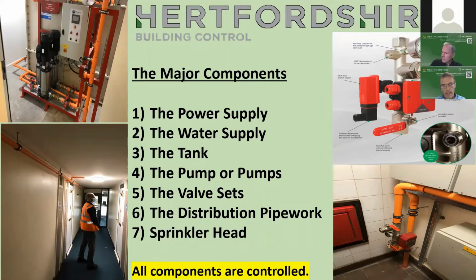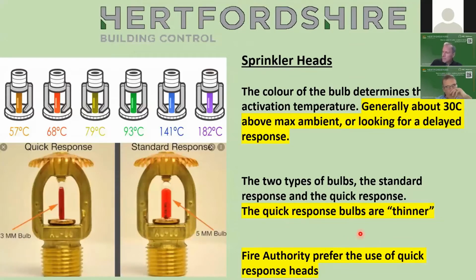And the good old sprinkler head. So we'll have a look at some of these. So there's the sprinkler heads, and I think most of us know that different colours represent different temperatures at which it's going to activate. Generally around about 30 degrees above ambient, maximum ambient temperature, or if you're looking for a delayed response. If you want to delay the response as late as possible, then obviously you would use a 182. There may be reasons for that, depending upon the design strategy of the sprinklers and how resilient you want everything to be. So those are the different colours.